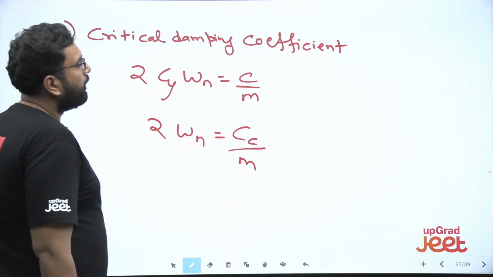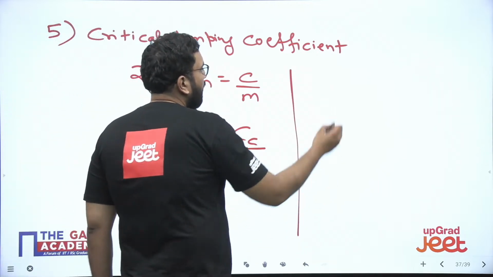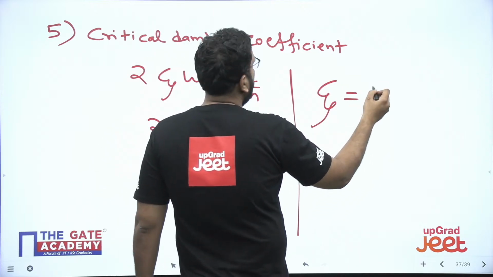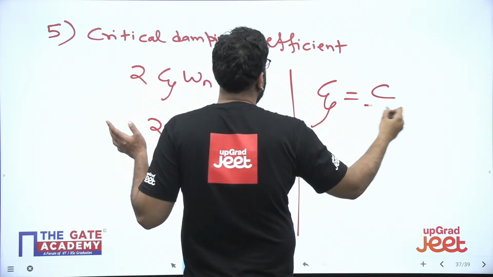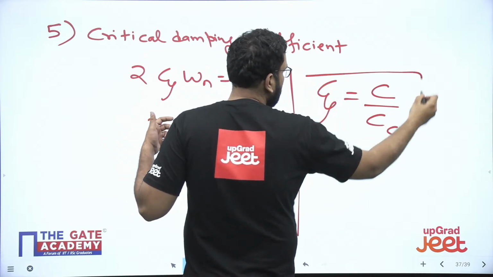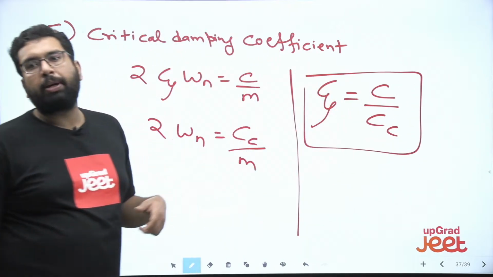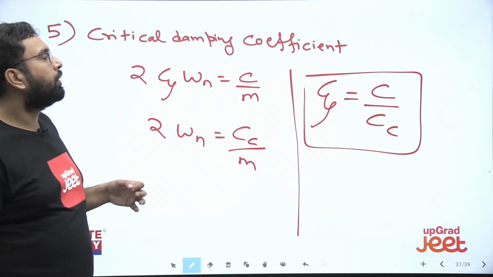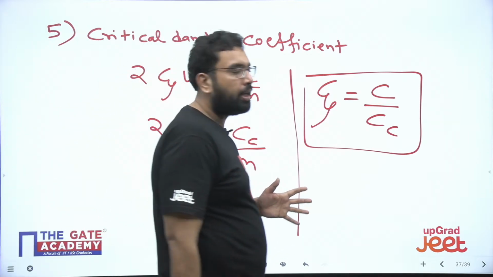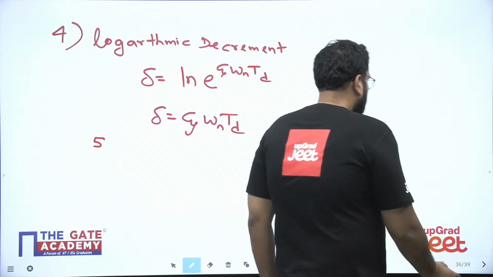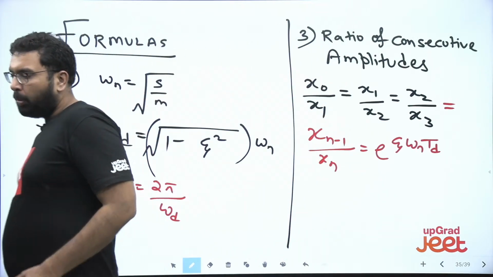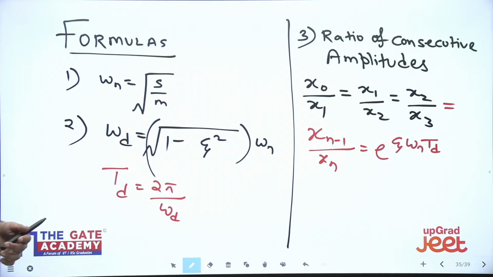So what will this zeta be? If you want to define the zeta, you take the ratio of these two equations, you can say it is C upon Cc. Zeta is the ratio of damping coefficient to the critical damping coefficient. So if we talk about underdamped system, we have to know all these formulas, because many times formula based questions are coming.